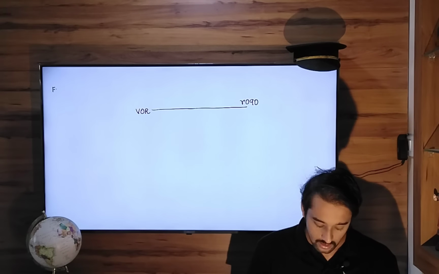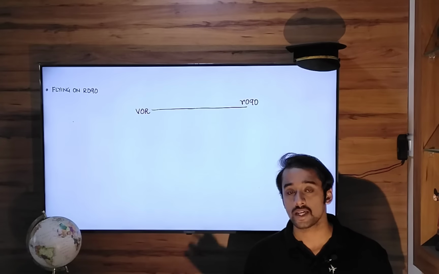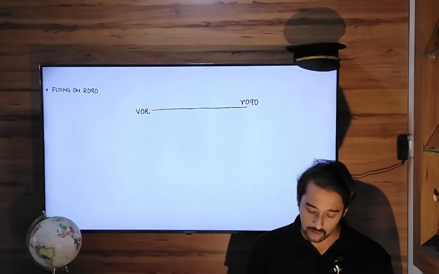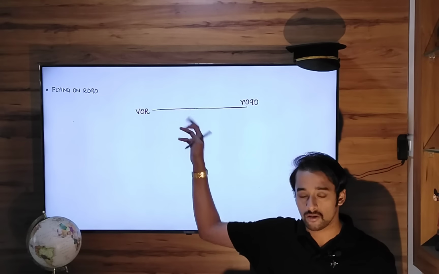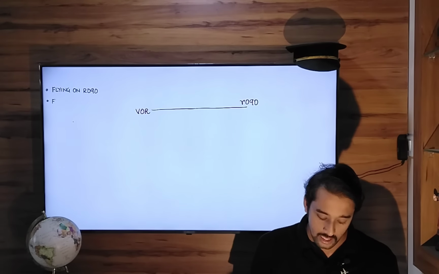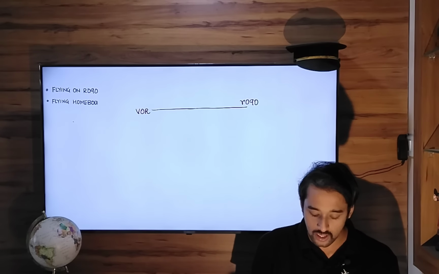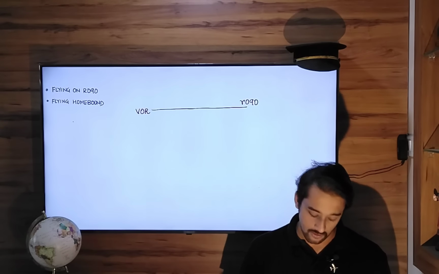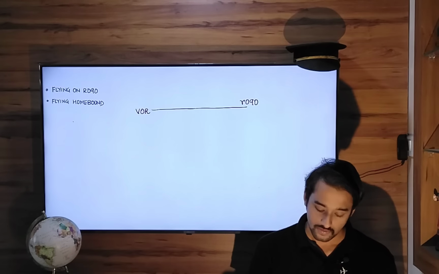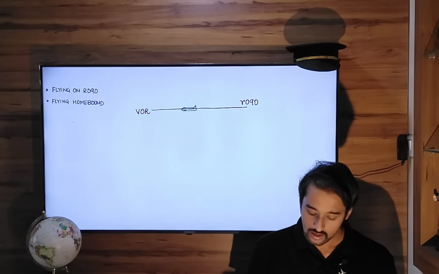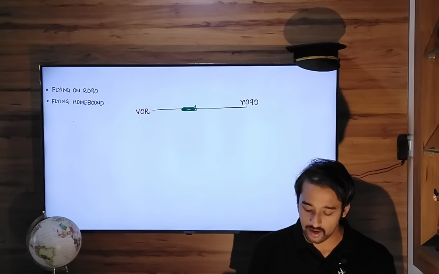You are flying on radial 090. Okay, I'm just telling you that you're flying on this radial. I'm not saying yet whether you're flying outbound or homebound. So you are somewhere on this radial 090. Now I'm telling you that you're flying inbound or you're flying homebound, meaning you're flying towards the VOR station. This is the diagram. In the previous example, we were flying outbound. Okay, so now you're flying towards the VOR station.